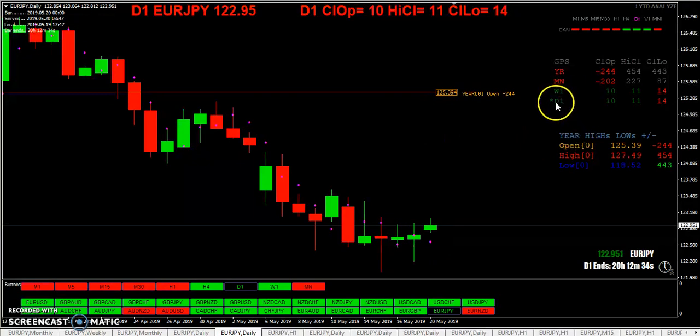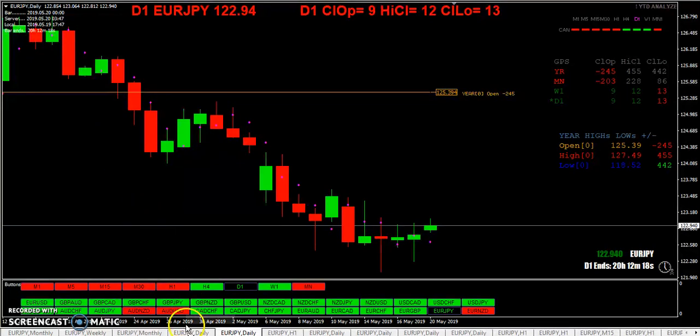So we have opened above the previous day's midpoint. And so far for the day and the week, we are up, but we're still down for the month. You can see 245 pips below the yearly open, 203 below the monthly open.